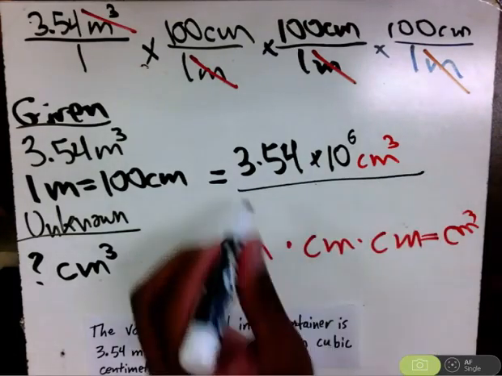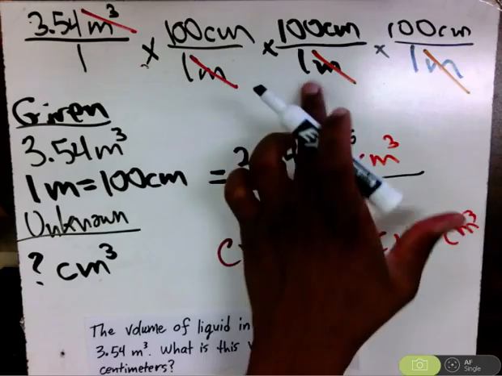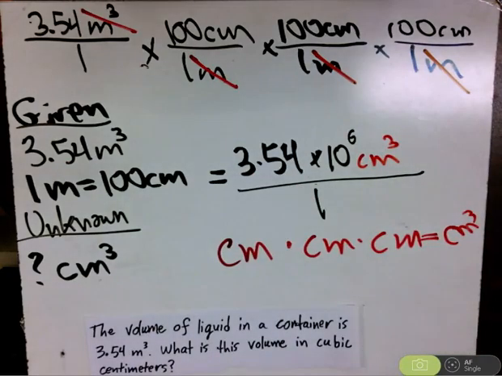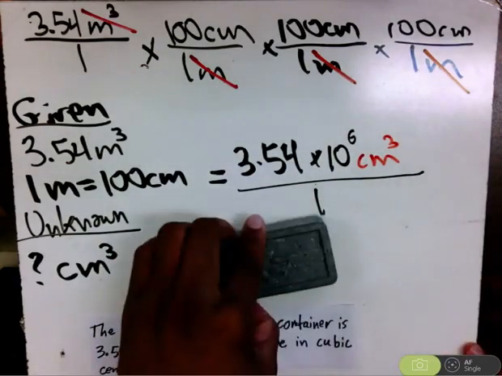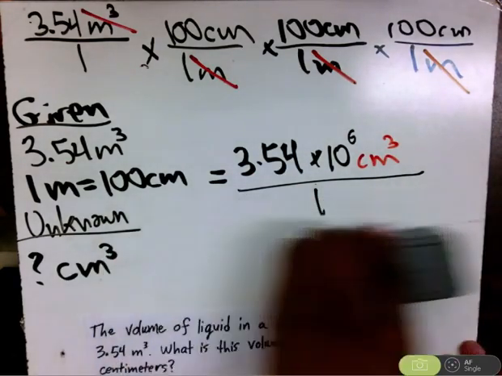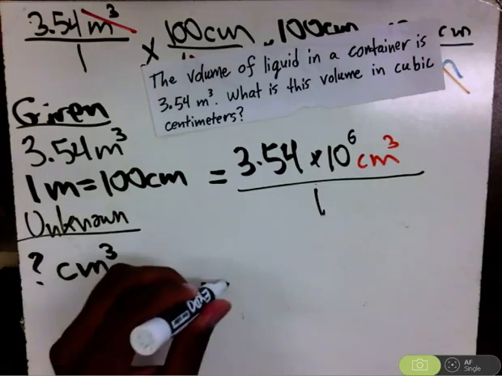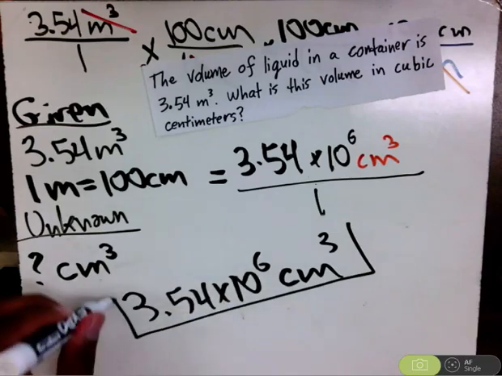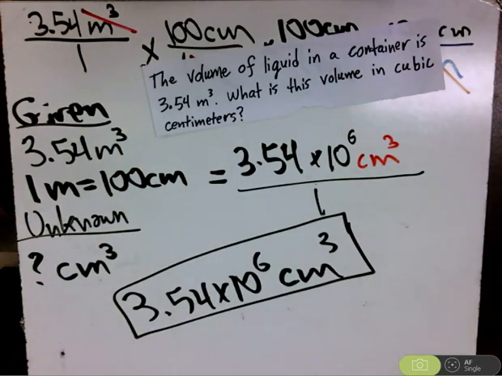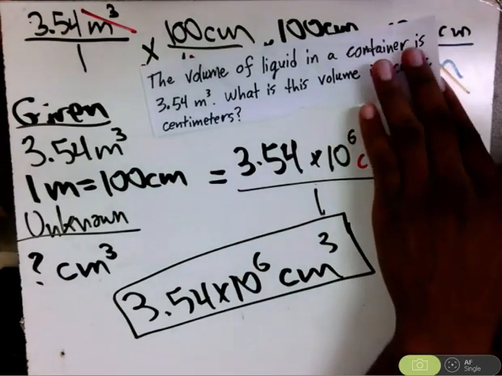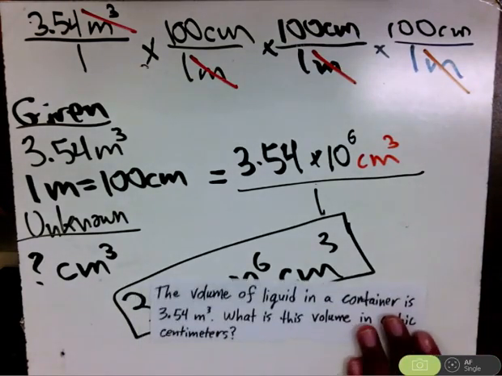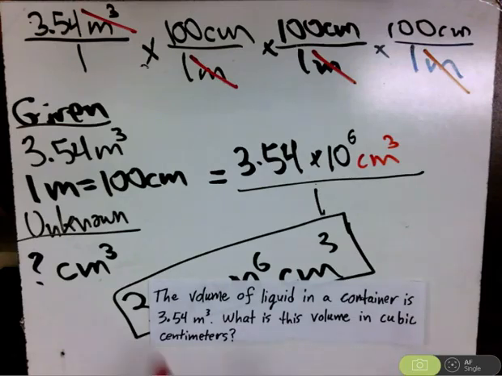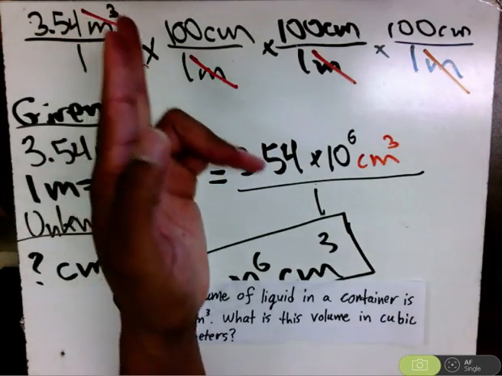Divide by, and now multiply across the bottom. 1 times 1 times 1 times 1 is going to be 1. Thus, my final answer is going to be 3.54 times 10 to the 6 centimeters cubed, or 3,540,000 cubic centimeters. And that is how you solve conversion problems when you have a square or a cube to convert.